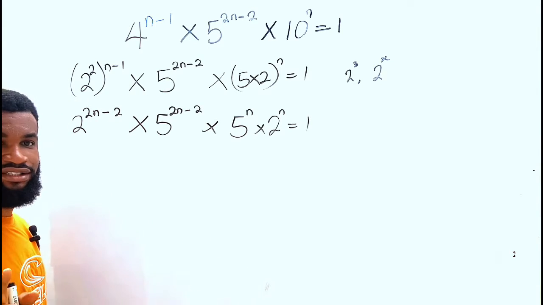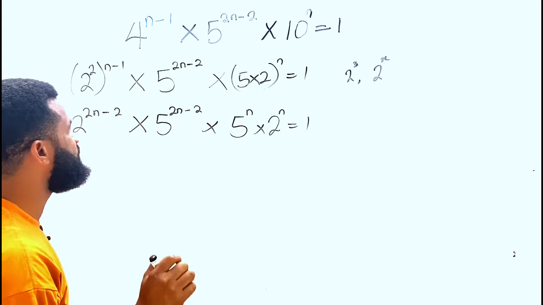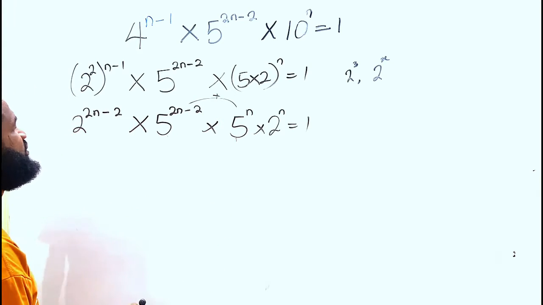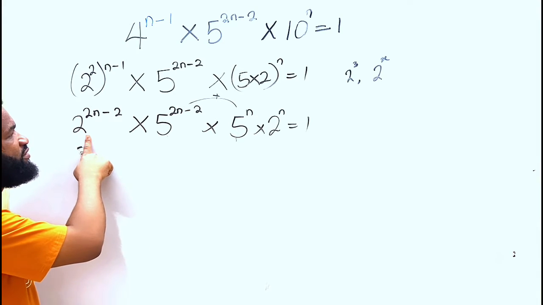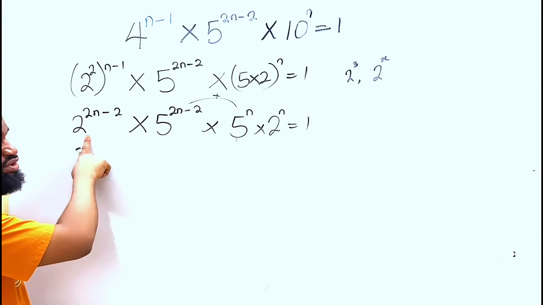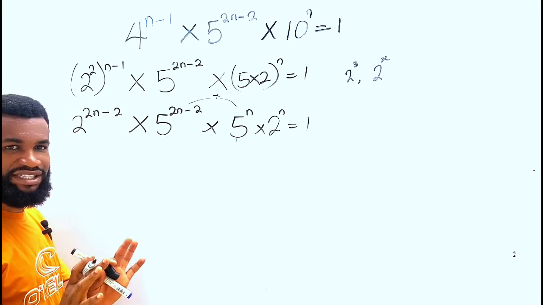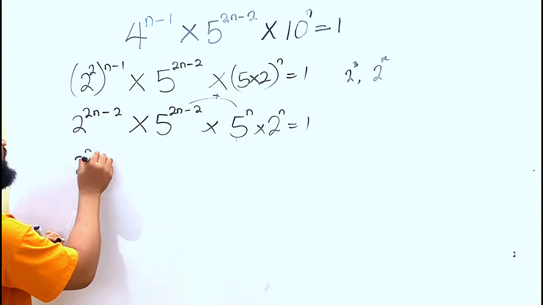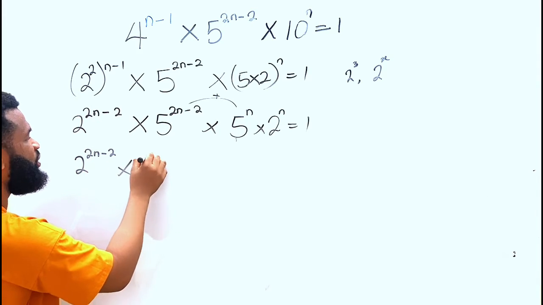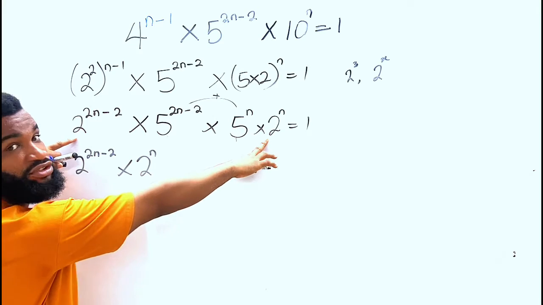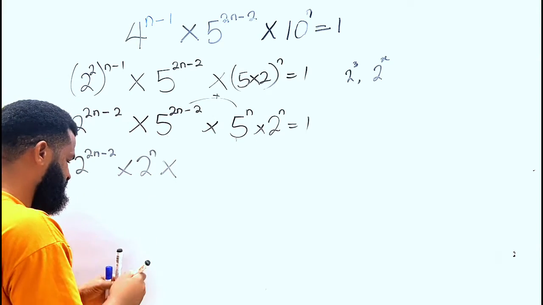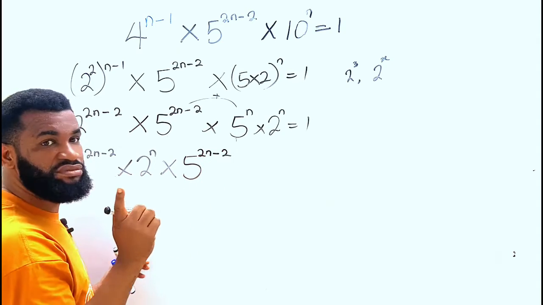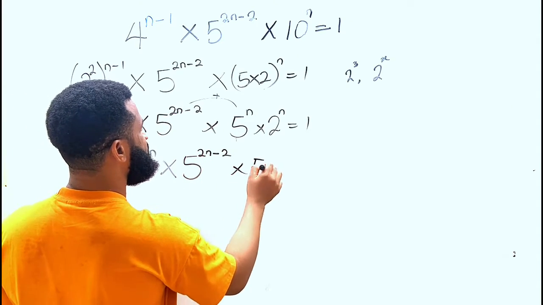All right, I'm going to add according to the law of indices. The law of indices says if they are the same base, their powers can be added. Remember this 2 raised to power 2n minus 2 is going to go with this 2. So let me take them one step at a time. I'm going to have 2 raised to power 2n minus 2 times 2 raised to power n. These 2 and these 2 are going together. Then this is going to be times 5 raised to power 2n minus 2, right? Times 5 raised to power n equal to 1.